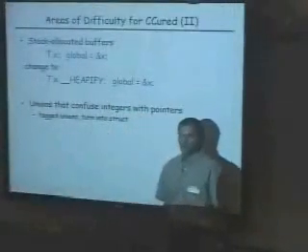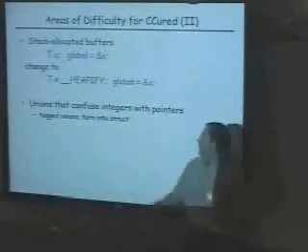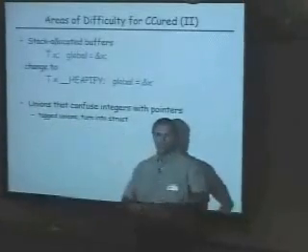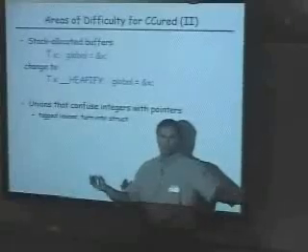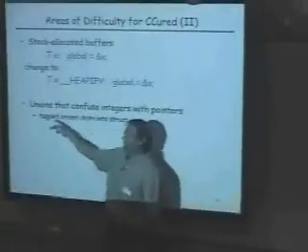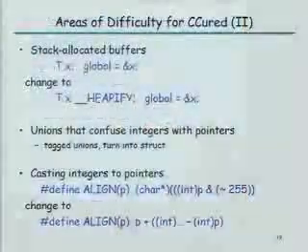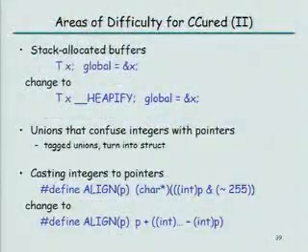You can have unions that confuse integers with pointers, and we have a number of solutions there. One that automatically rearranges the union so that pointers and integers do not conflict, growing it. When you can't do that, we have tagged unions, and in some cases, even that is not good enough, and then you have to go in and do something by hand.